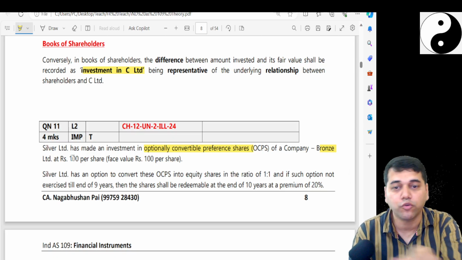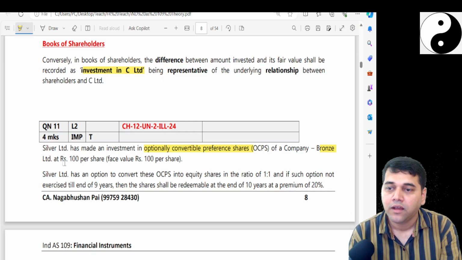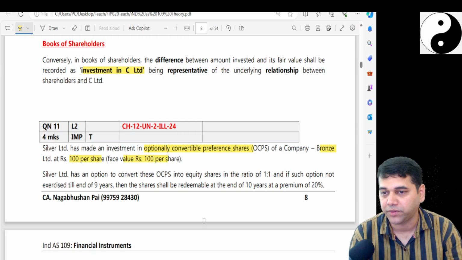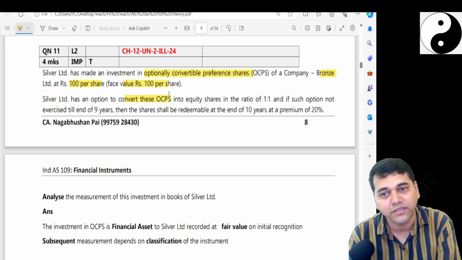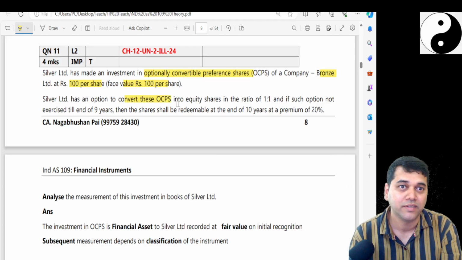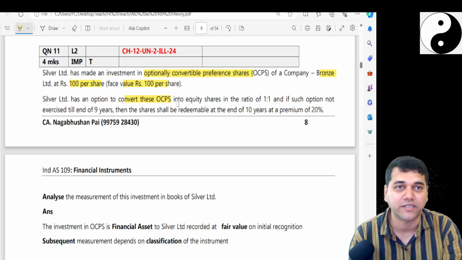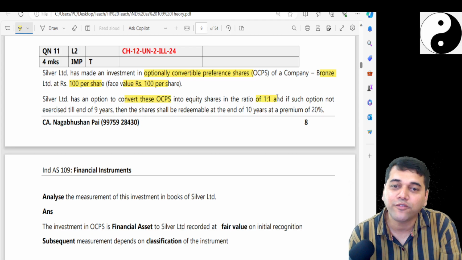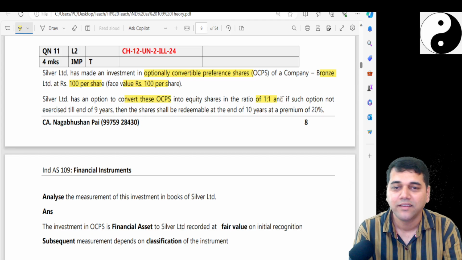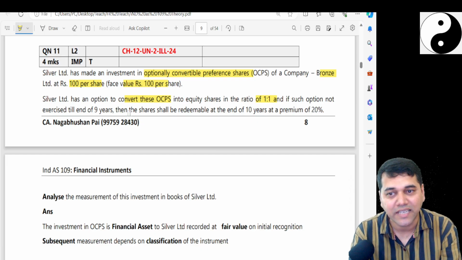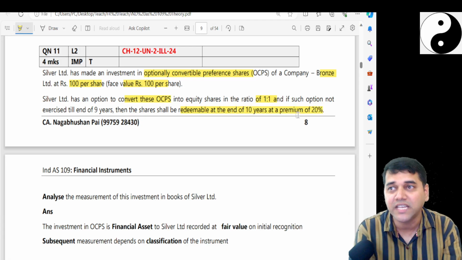Optionally convertible. Now the question is very silent: in whose option? So many things are there. Rupees 100, face value also 100 rupees. Now Silver Limited has got an option, so this option is with Silver Limited. Therefore it is compound, provided it passes the fixed for fixed test. Conversion into equity in the ratio of 1:1. Fixed for fixed test also passed. And if such option is not exercised till 9 years, they are redeemed at the end of the 10th year with a 20% premium.